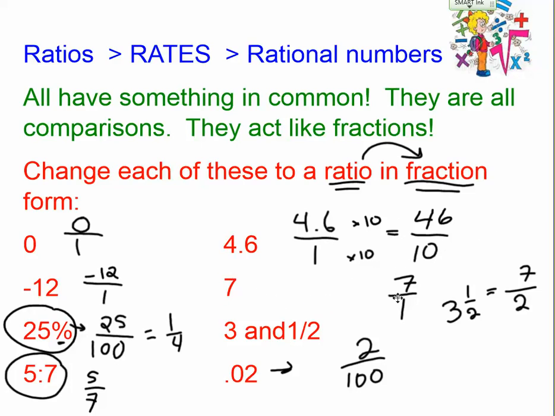7 is 7 to 1. 3.5, well, you've got to change this mixed number into a fraction.